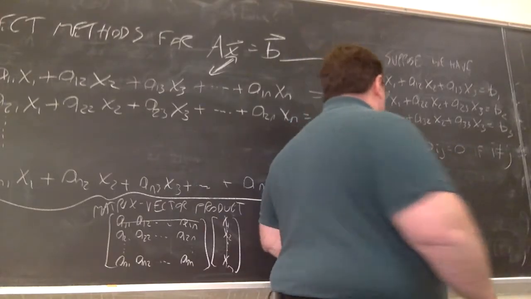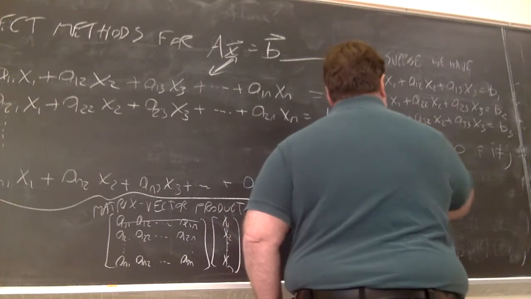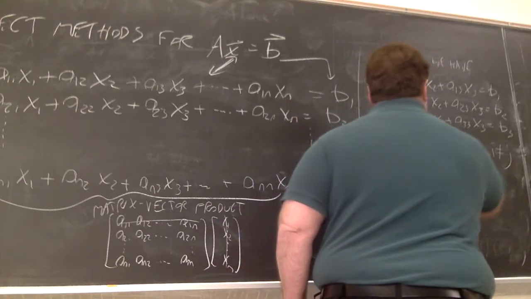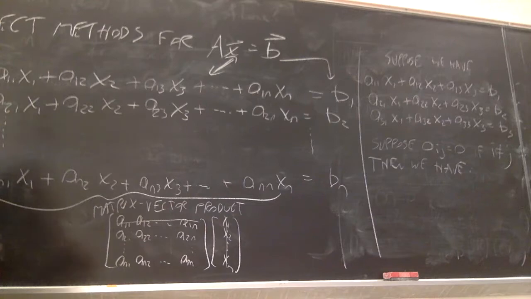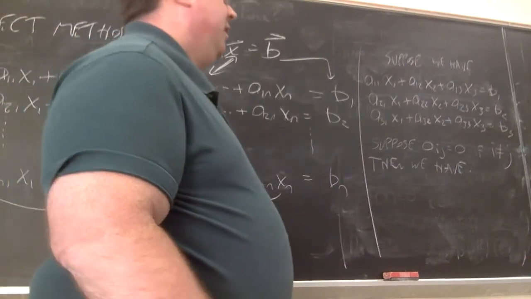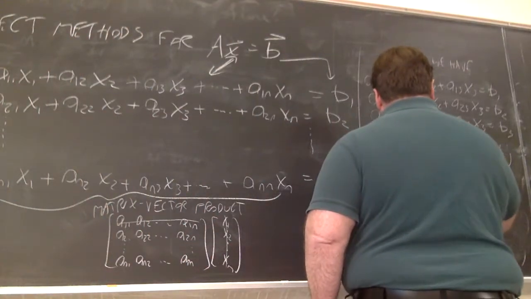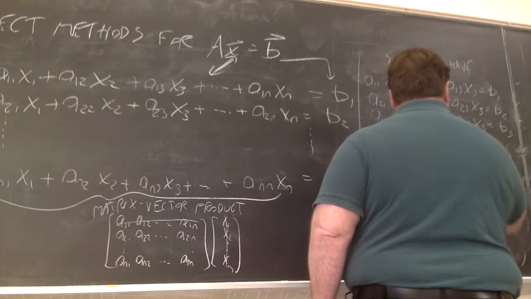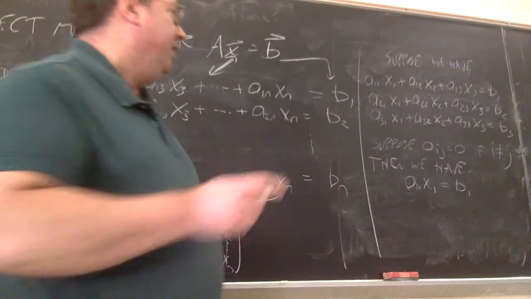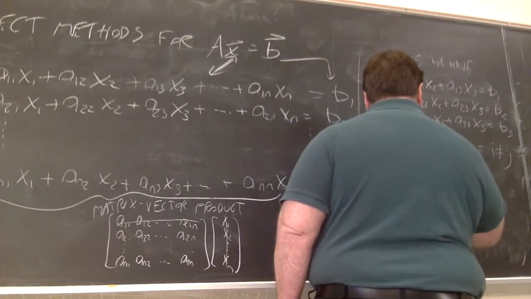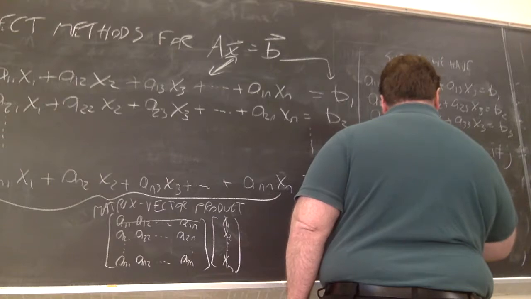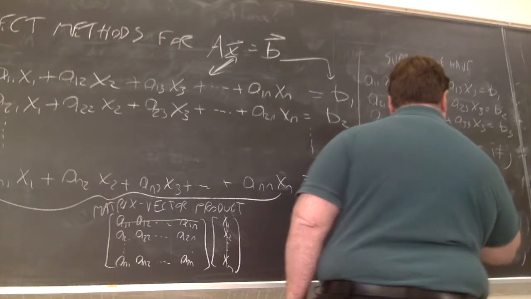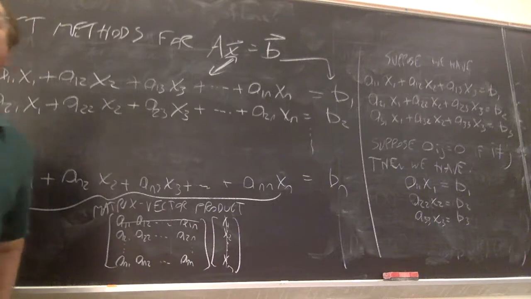For this system that I've just written out here, what is the first equation reduced to? What's left? Yeah, a11 x1 is all you have on the left side. You have b1, and then after that, next, a22 x2. Yeah. a33 x3. Yeah. Okay. What's the solution?